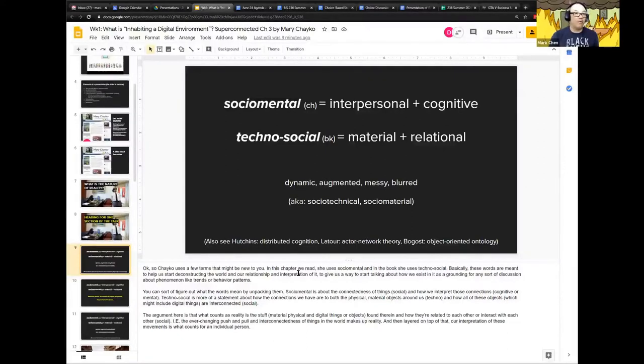Or another word for it is social material. It basically is this idea that, I guess, it's the interpersonal part of it that's expanded to include material objects. So the things that we have relationships with aren't just people. It's also all the stuff that we have around us.